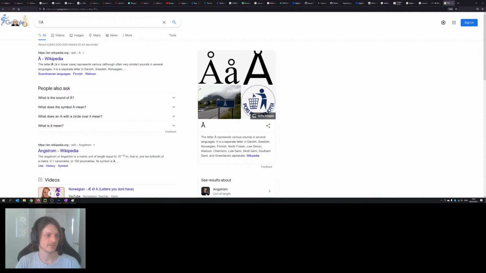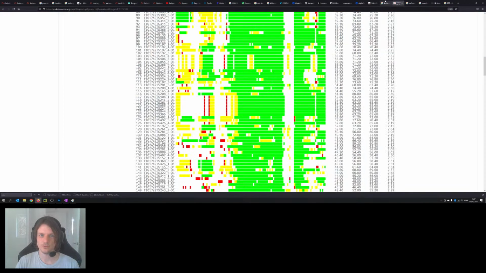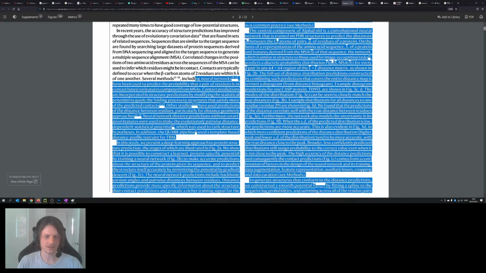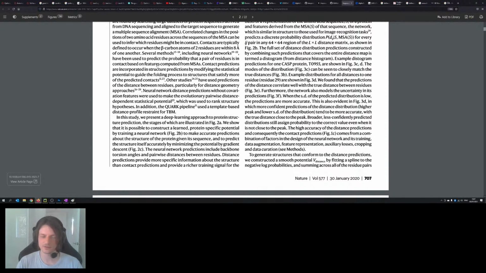what is this? Various sounds in several. Danish, Swedish for A. Ooh. Okay. We'll go for the ooh. Within 8 ooh of one another. Several methods, including neural networks, have been used to predict the probability that a pair of residues is in contact based on features computed from MSAs.